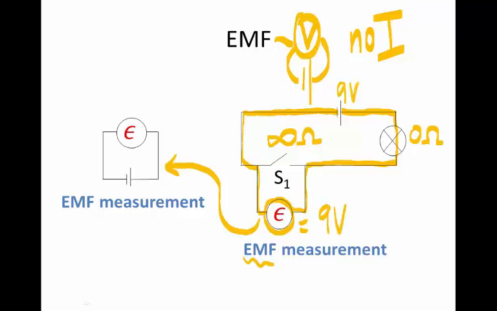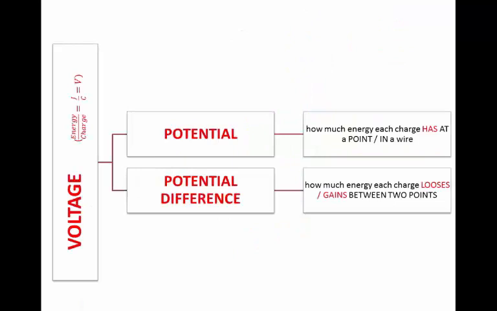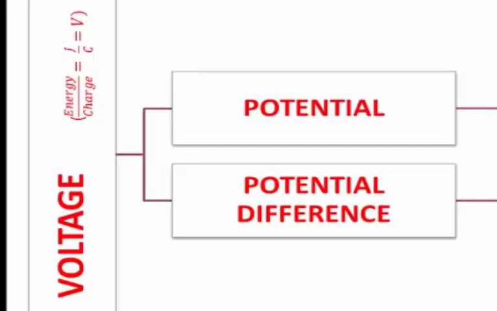If the battery had an EMF of 1,5, then it would be 1,5 volt. Whatever the EMF of the battery is, that voltmeter will read it. Now there's yet another way we can look at this, which might also be useful. Remember that voltage, which is energy per charge, can be either potential or potential difference. And it's important not to confuse these.